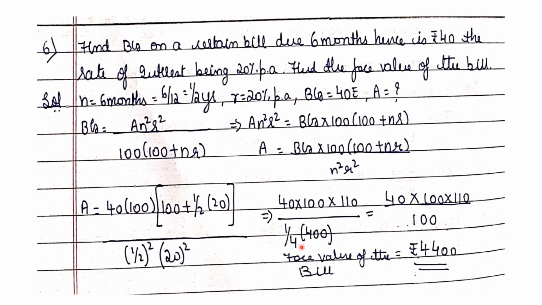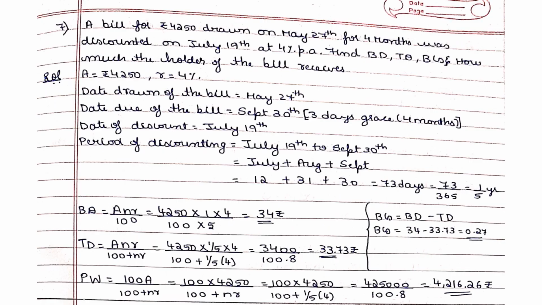So how is it 100? 4 ones are 4, 4 into 100 is 400. So 100 into 1 will be 100. That is 400 divided by 4 will become 100, so that is how we have written 100 in the denominator. So if you multiply and divide, you will get the face value as rupees 4400. So this is the face value of the bill.